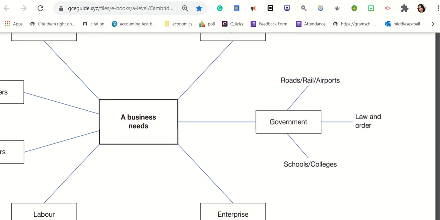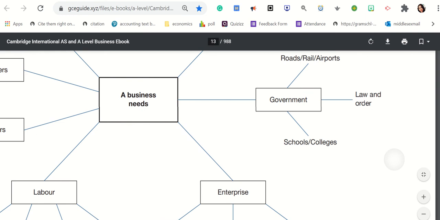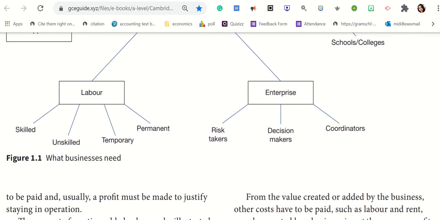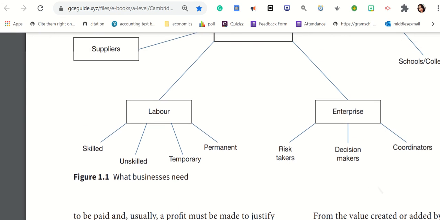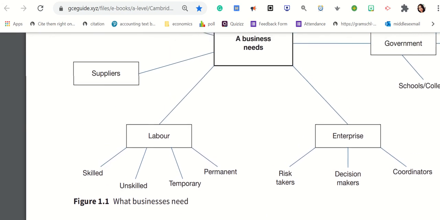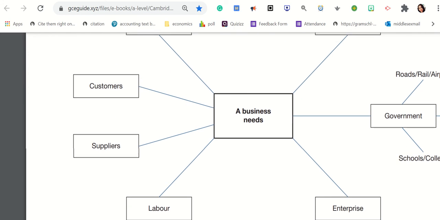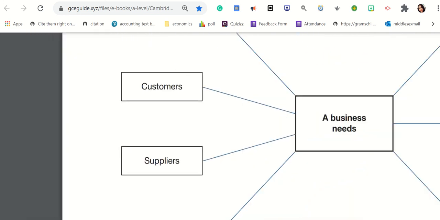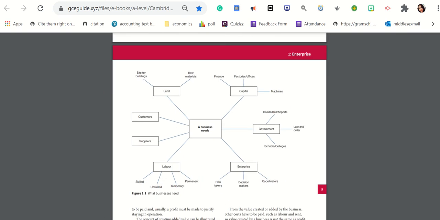and for governments, there are schools, roads, rail, airports, law and order. Under enterprise, there are risk takers, decision makers and coordinators. And under labor, you get skilled workers, unskilled workers, temporary and permanent. And the two more key people are your customers and suppliers. You buy from your suppliers and you sell it to your customers.